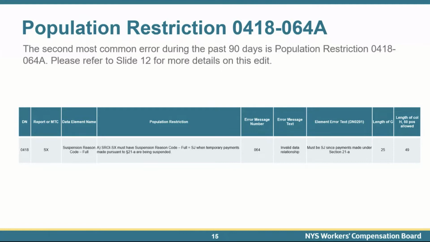The third most common error was for population restriction DN 0075-064C. This again is an eClaims Release 3.0 carryover. This is not a new edit in 3.1, and it's meant to ensure the agreement to compensate code is sent with liability after the board has issued a notice of decision that the case has been established with ANCR or ODNCR in accordance with Section 21A.